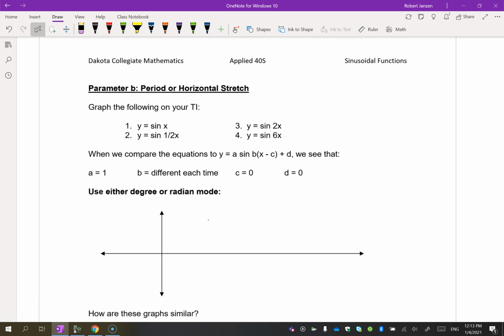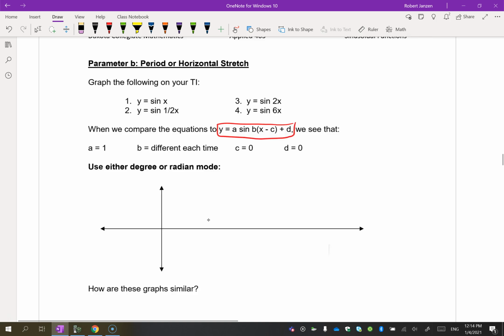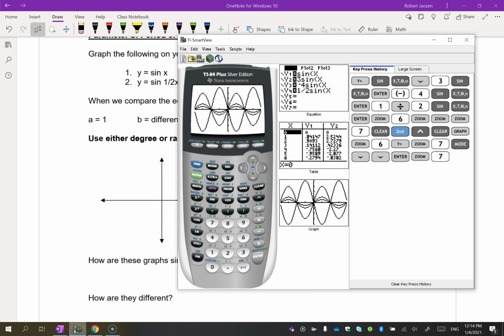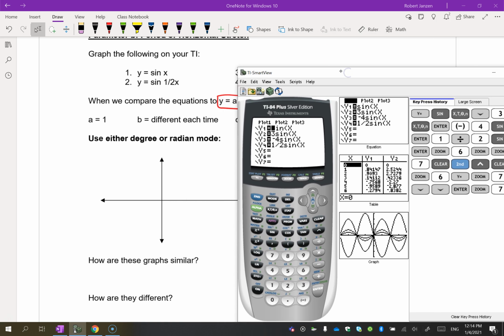Now we're going to look at the value of B in this equation. We're going to keep A, C, and D the same, but B is going to change. Here B is 1, here it's 1/2, here it's 2, and here it's 6. So we're going to do the same thing on the graph and change all of these values. We'll leave the first one as sine x. The second one, we're going to go sine, and then you could put 1/2 or 0.5, it doesn't matter, but 1 divided by 2, x.